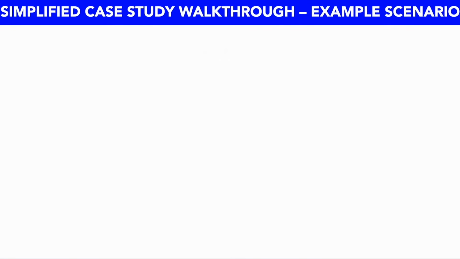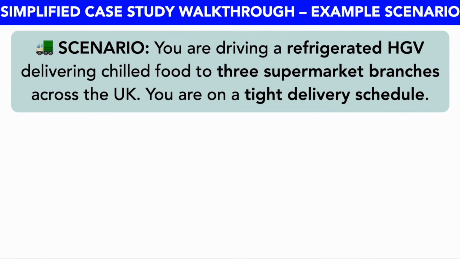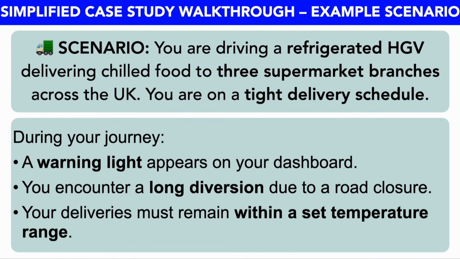Here is the scenario. You are driving a refrigerated HGV delivering chilled food to 3 supermarket branches across the UK. You are on a tight delivery schedule. During your journey, a warning light appears on your dashboard. You encounter a long diversion due to a road closure. Your deliveries must remain within a set temperature range.